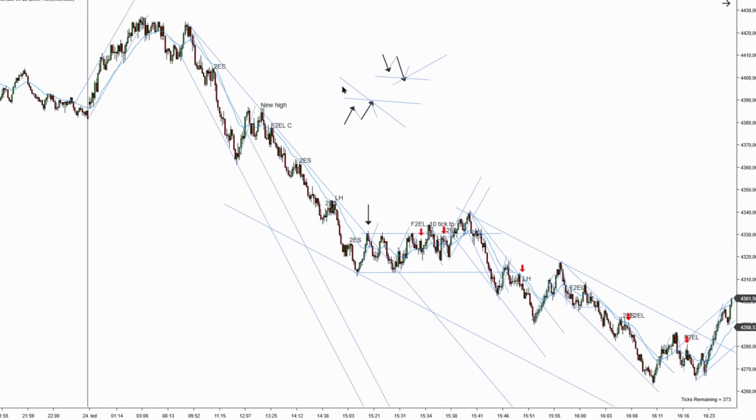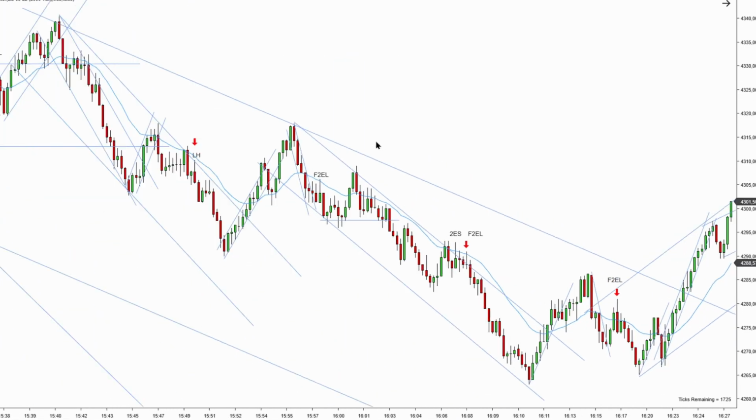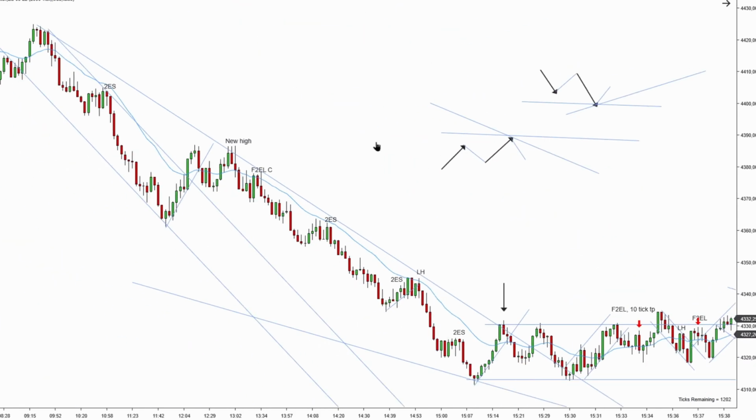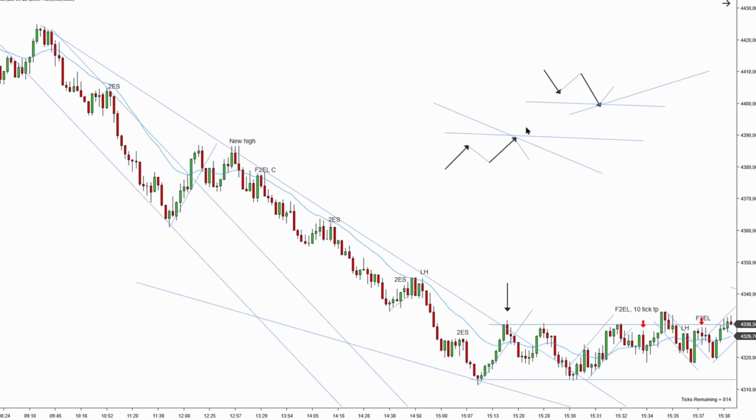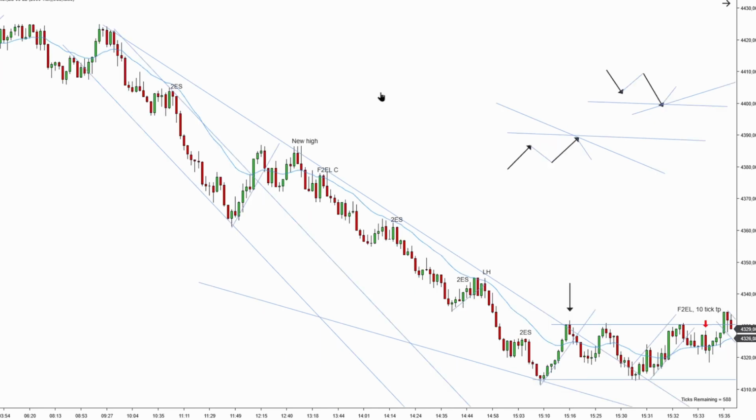Now, a high probability setup is a tool like a pullback at the proper key entry point, which would be a trend line, exponential moving average, this 21 bar EMA, the blue line, or a support resistance line. Okay, this is going to be a high probability setup if it's at the proper key entry point and with the direction of a trend.